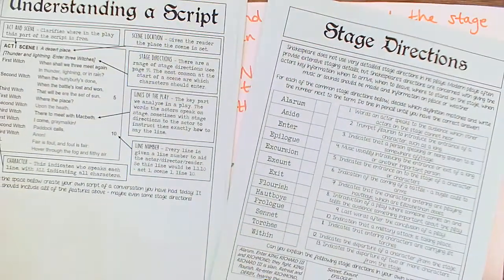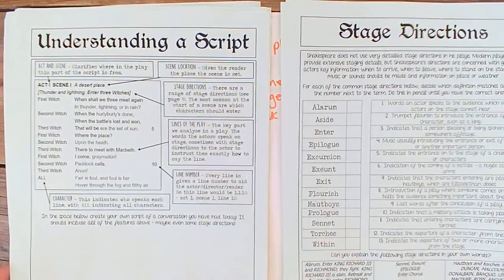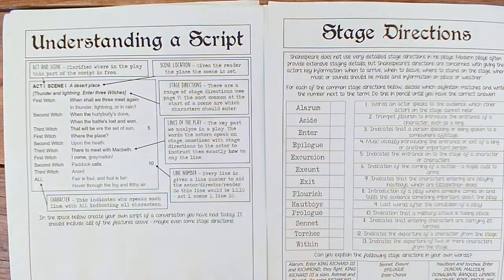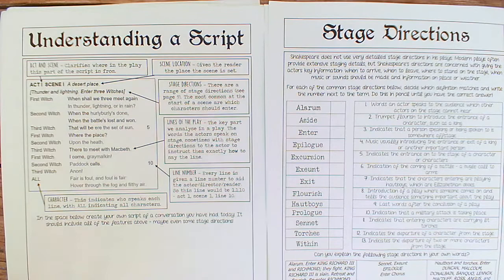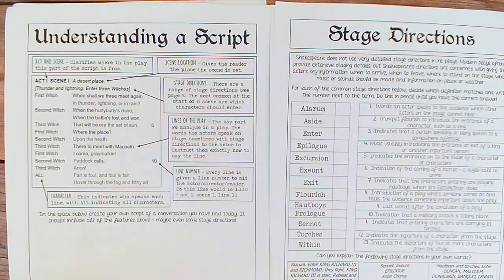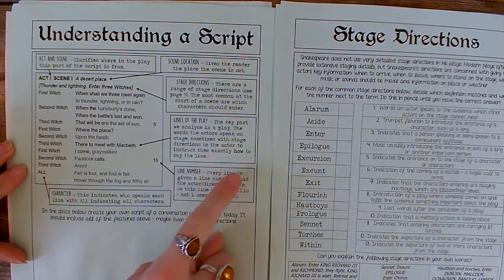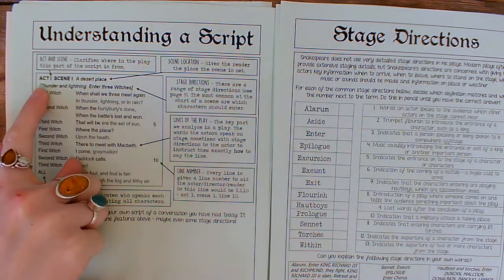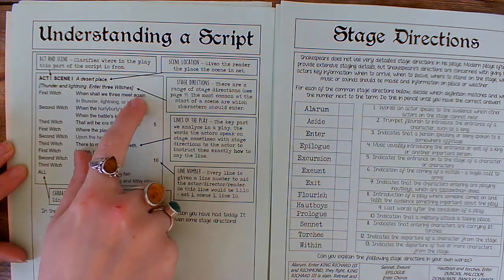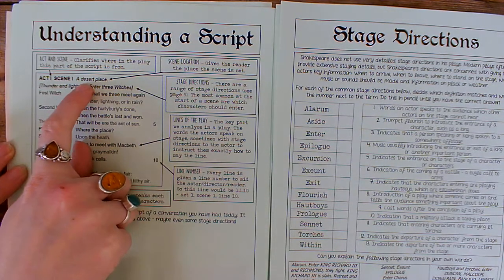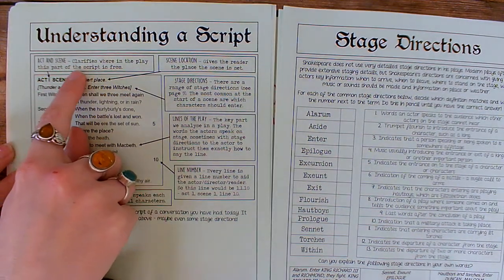Okay, so today we're going to be doing page 8 and page 9 from your work pack. Okay, so what we can see here is that we have an example of a script. It's actually the opening of Macbeth with the witches. Okay, and we can see that it shows you all the different parts of the script. So we can say we've got the characters here, the line numbers, the different lines of the play, stage directions here, so thunder and lightning, enter 3 witches. We can see the scene location, a desert place, and it tells you the act and scene, so where in the play we are.